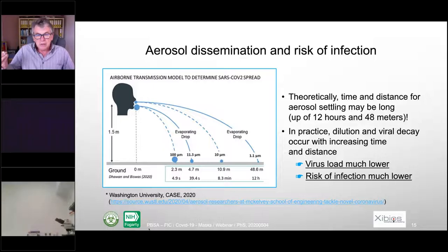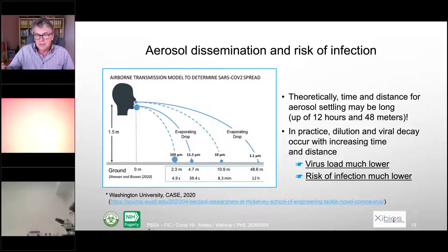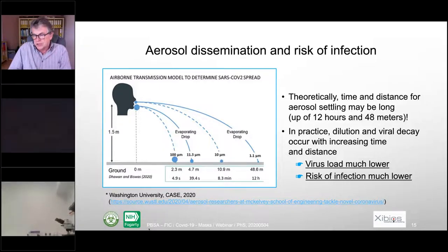So clearly, the highest risk is very close to the person who is coughing or sneezing. The longer the distance, the less risk there is because of dilution and because of the natural inactivation of the virus. So again, this stresses the importance of some physical distance. And of course, we can add a barrier to that, and that's why we use masks.